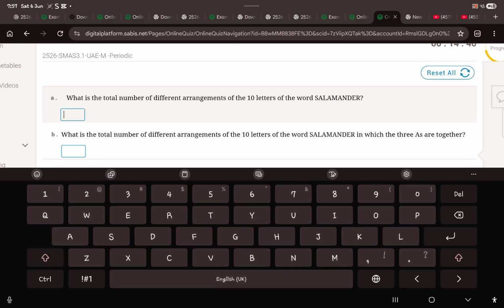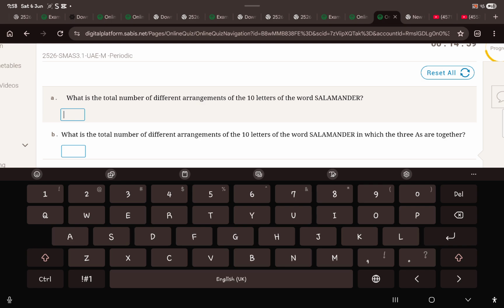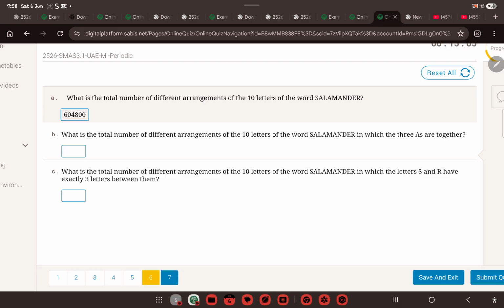What is the total number of arrangements of the 10 letters of the word salamander? There are 3 repeating A's. That's it. So we can do 10 factorial divided by 3 factorial, since the 3 A's are repeated. You get 604,800.